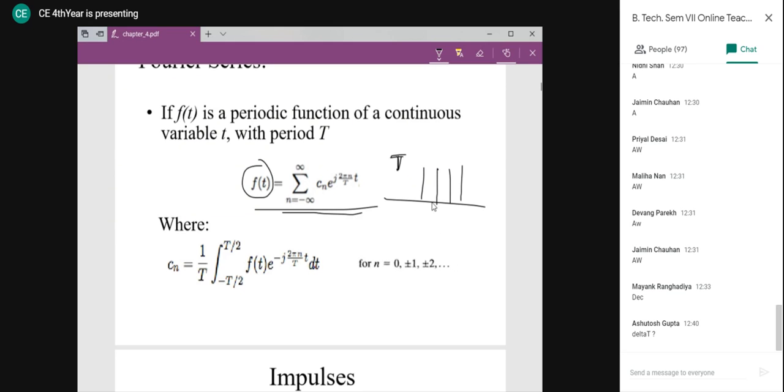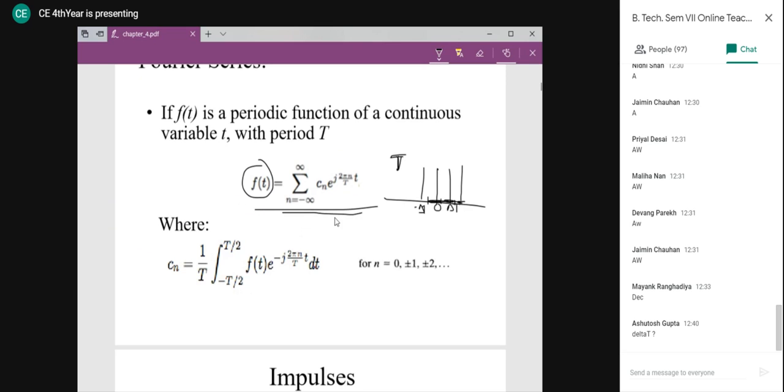What is the period? The period is when my function repeats itself. So if you see, this is value 0, this is value delta t, and this is value minus delta t. If I observe the region minus delta t by 2 to plus delta t by 2, then from plus delta t by 2 to 3 delta t by 2, the function repeats itself. Within this much region only, the function repeats itself. So the period of my function is delta t.